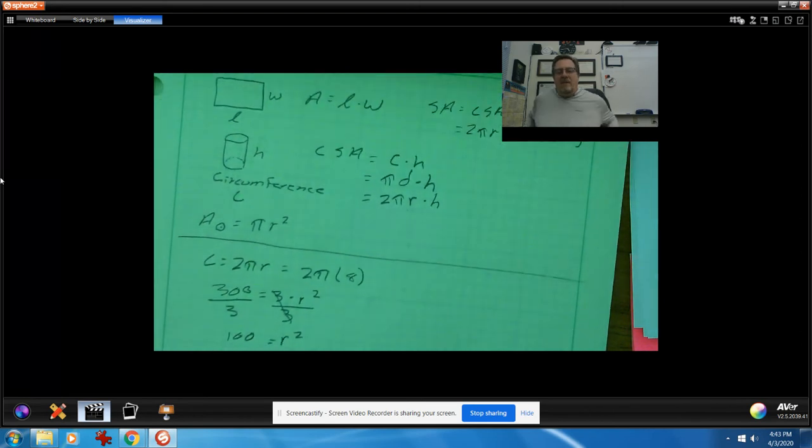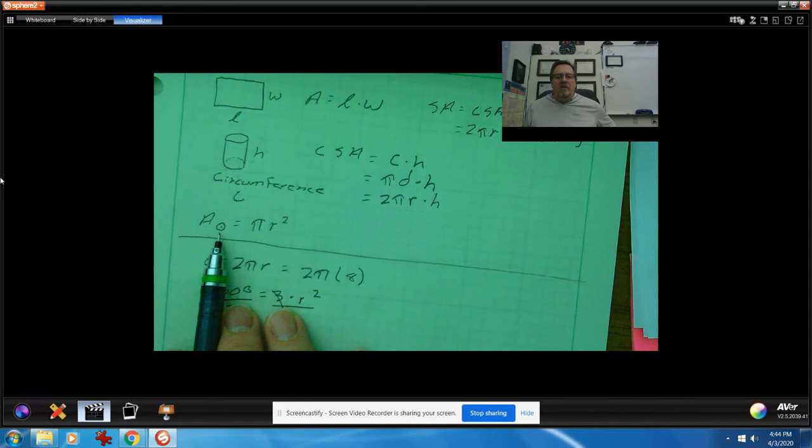One more thing we need to know is how to find the area of a circle. And the area for a circle is pi times the radius squared.